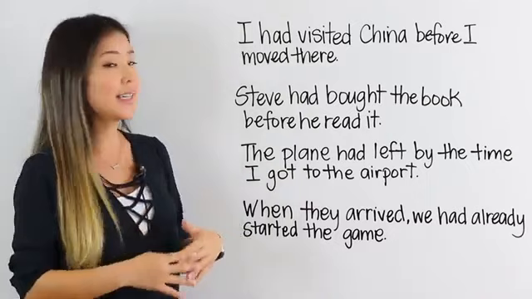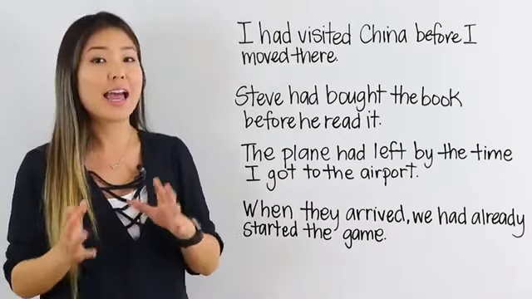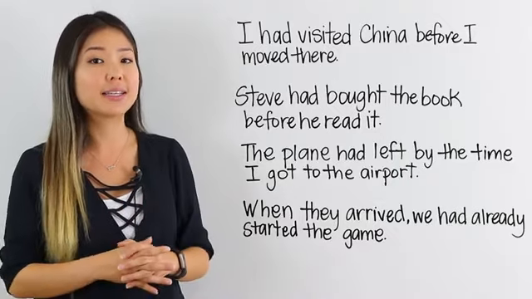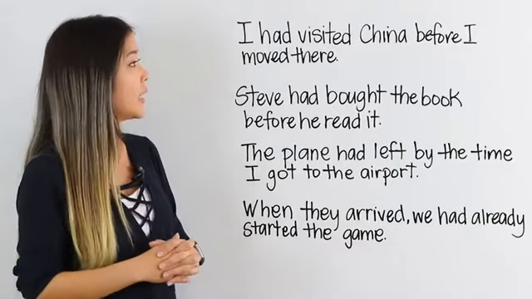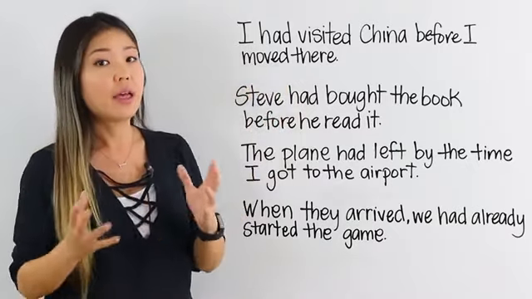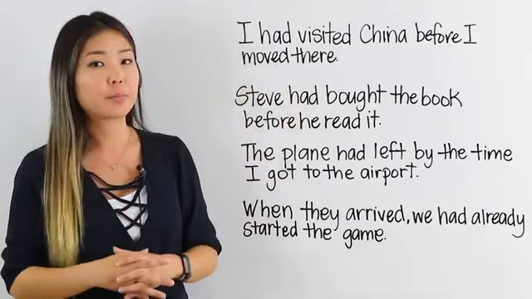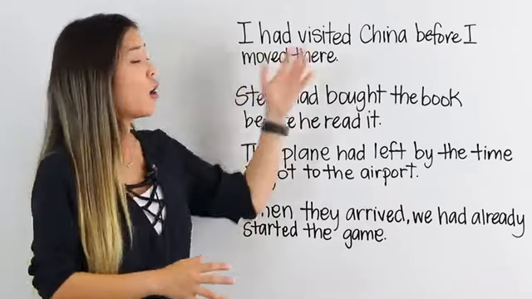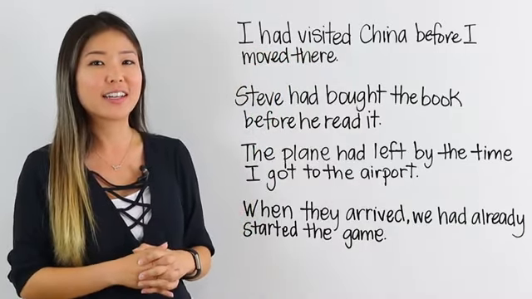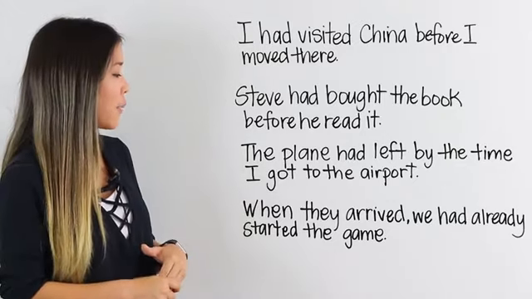The verb that is in the past perfect tense happened first. The verb that's in the past simple tense happened after. So again, for the first example, before I moved there, that happened later. Before that, I had already visited China. Do you understand how that works? Let's take a look at the last example.